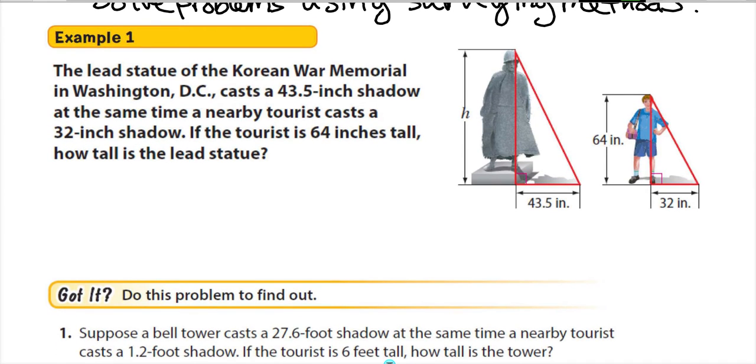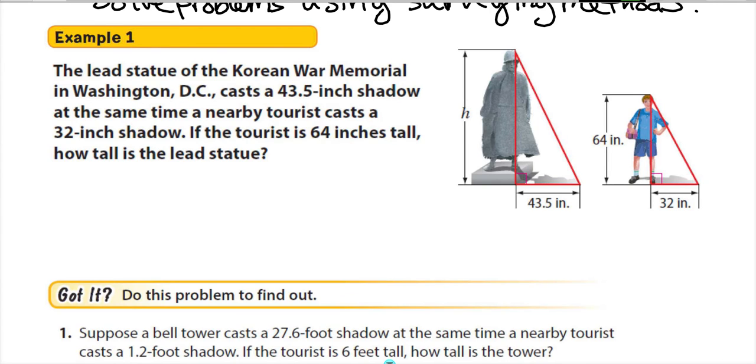Example 1 says, the lead statue of the Korean War Memorial in Washington, D.C. casts a 43.5-inch shadow at the same time a nearby tourist casts a 32-inch shadow. If the tourist is 64 inches tall, how tall is the lead statue? I looked at pictures of this, and it's just a whole bunch of these statues in a row. All right, so we're trying to figure out what our thing is.